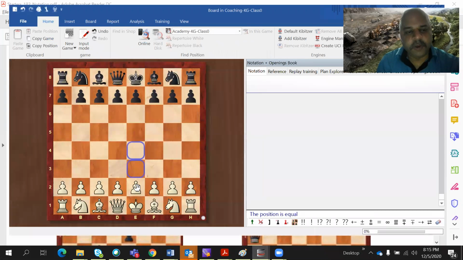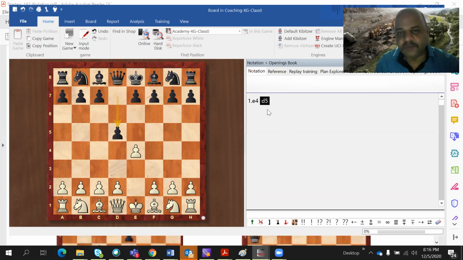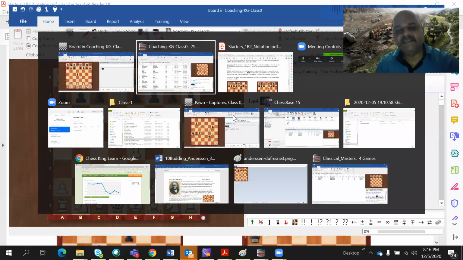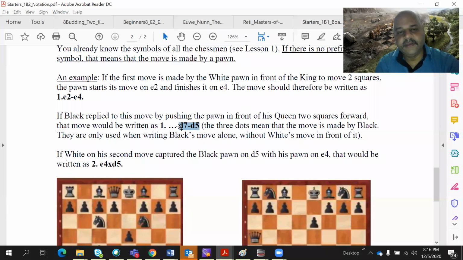See this pawn from e2, it is making a two square move. In long notation it will be written as e2 to e4. And if black moves two squares, it is going from d7 to d5. In short notation you don't write the squares, but in long notation it is written as d7 to d5. Okay, so this is the thing.